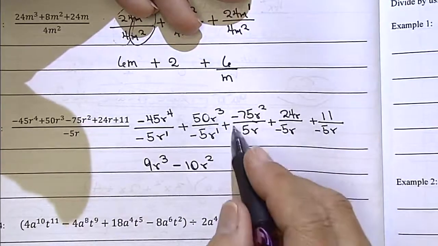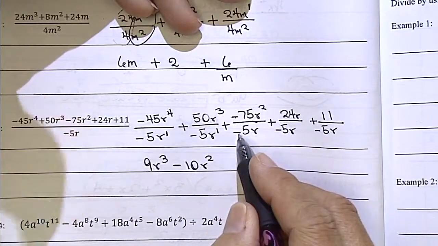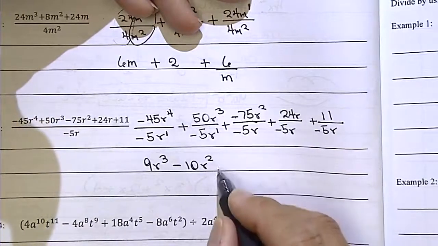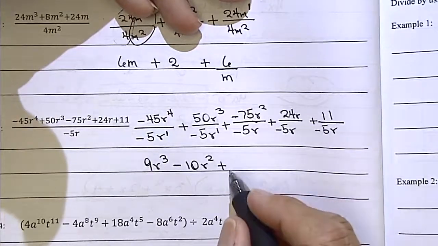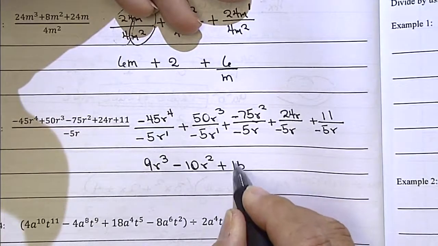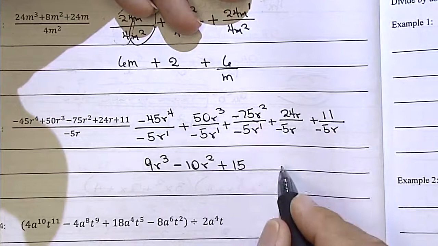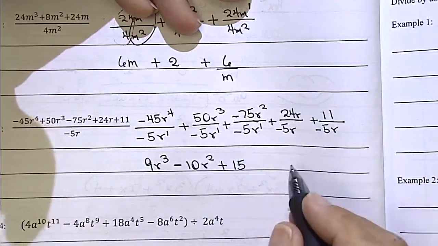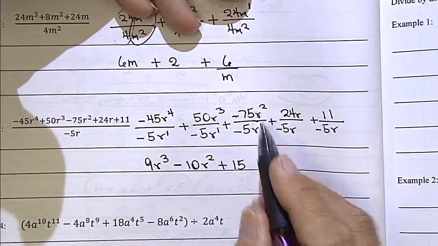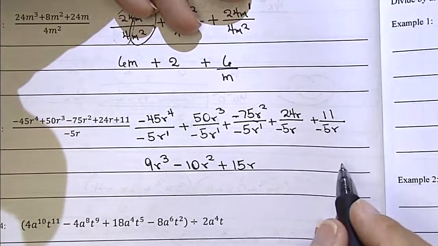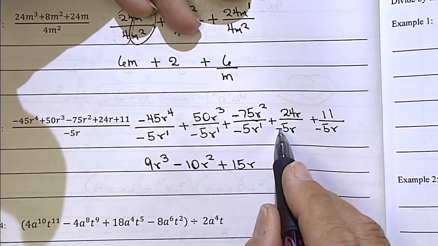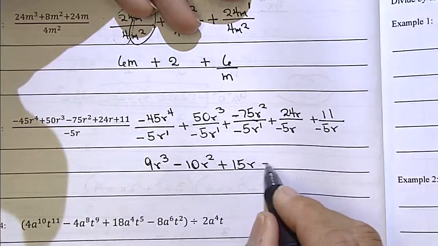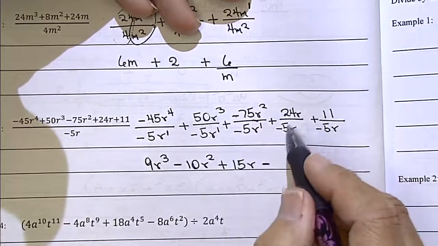Over here, I've got a negative divided by a negative, which gives me, so that stays plus, right? 75 divided by 5, what is it? Good, thank you. And again, 2 minus 1 gives me 1. So I say r, and it's left up here where the bigger exponent was in the top. And now I've got a positive divided by a negative, so I'm going to get what? That separates those two.